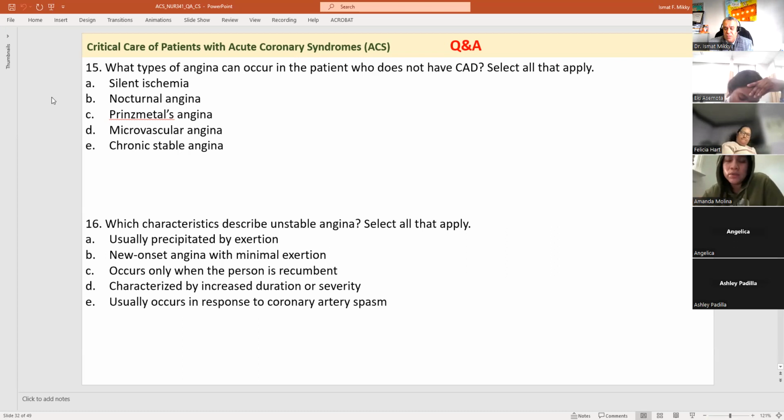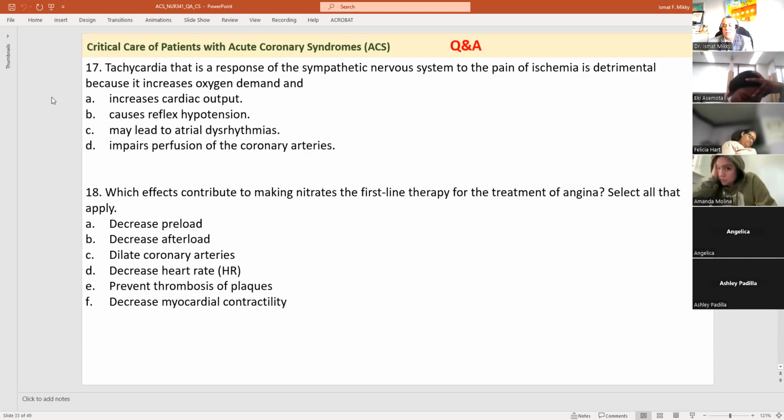Which characteristics describe unstable angina? Select all that apply. So unstable, right? I just described stable. So what about the unstable angina? It would be B and D. D, exactly. Right. Characterized by an increase. Yeah. B and D, yes. Okay. 17.